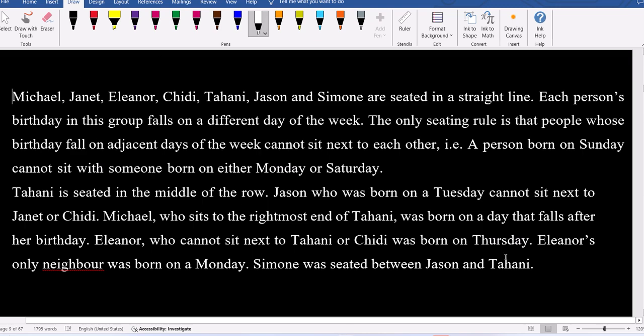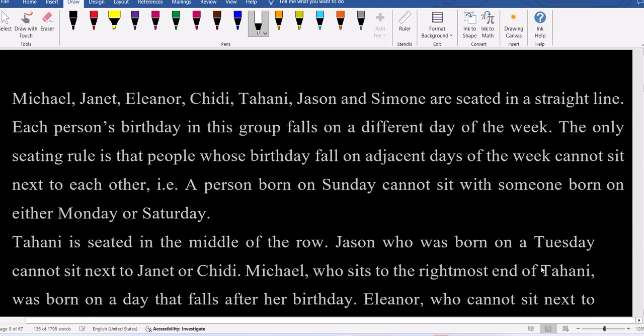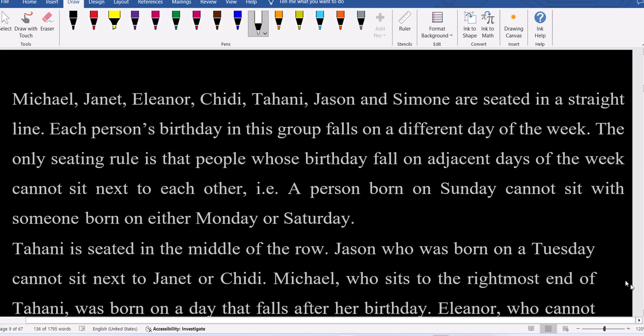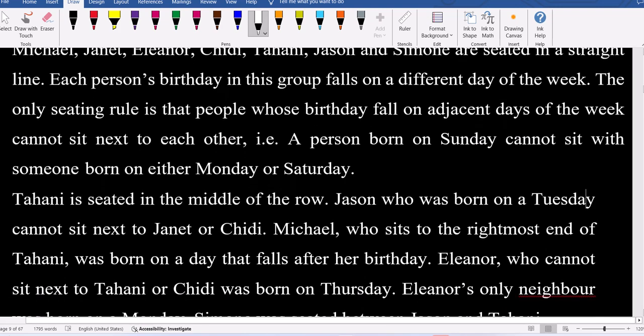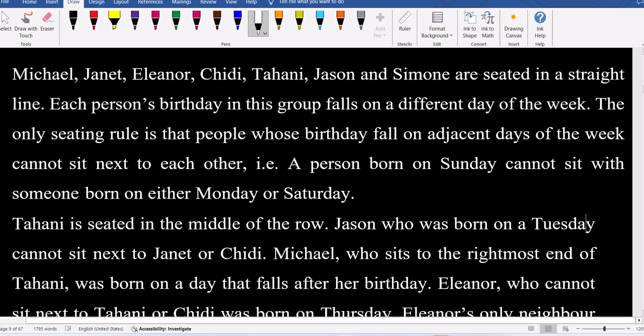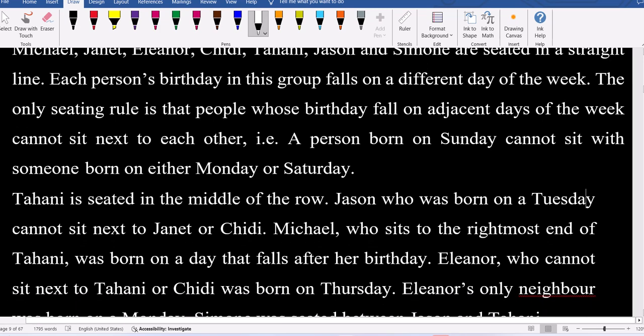See this question. 7 people are seated in a straight line. This is all regarding the seating arrangement as well as their day of birth, like Monday, Saturday, likewise they are given. Their birthdays fall on different days of the week.